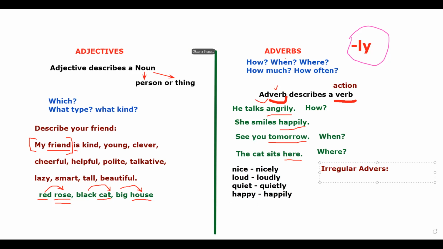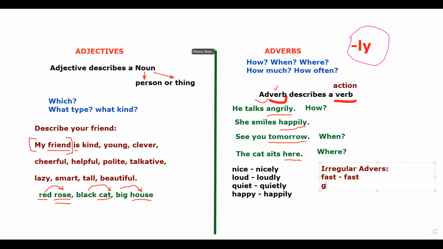Most common is fast. We never add ly to fast, so it remains fast. He runs fast, and fast car. So one is describing an action, the other one describes a noun.